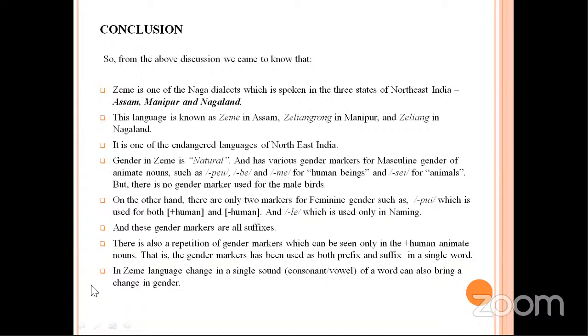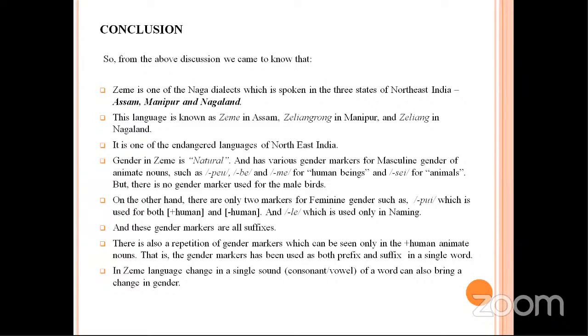So from the previous discussion, we came to know that Zeme is one of the Naga dialects which is spoken in three states of Northeast India: Assam, Manipur, and Nagaland. This language is known as Jeme in Assam, Zeliangrong in Manipur, and Zeliang in Nagaland. And it is one of the endangered languages of Northeast India.